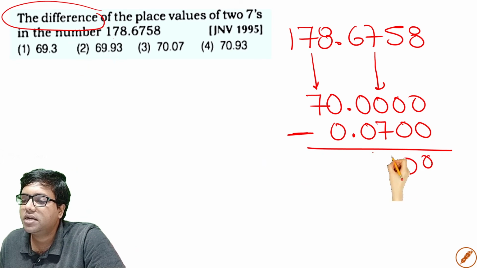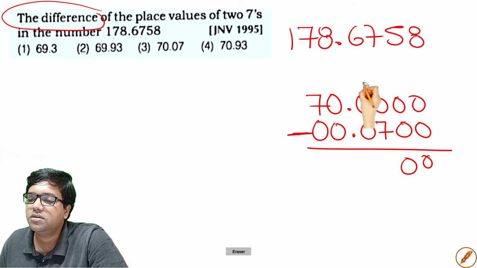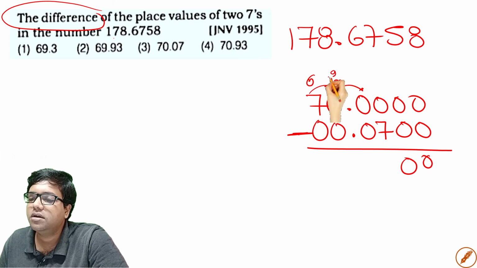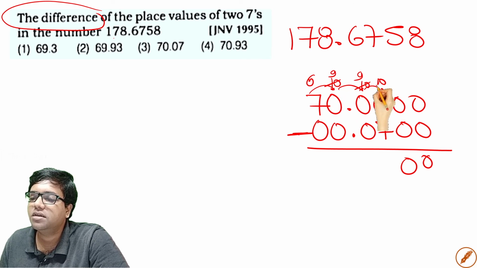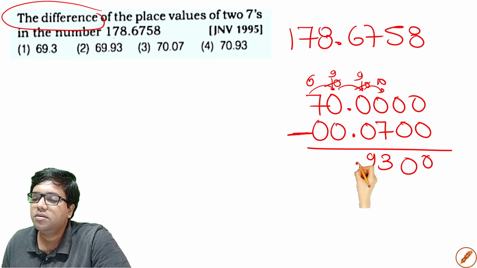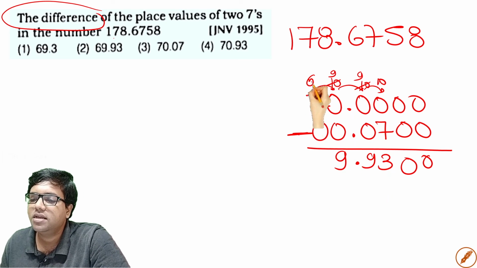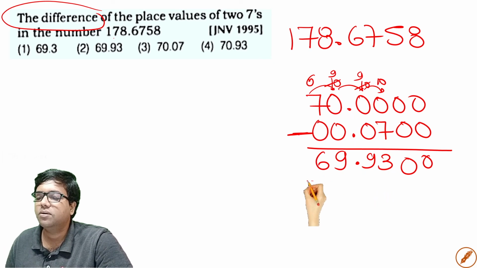The difference. So subtract it. So let's do the subtraction. 0 minus 7 can't happen. So you need to borrow from here. This becomes 6. So this becomes 10. You give 1 here again, that becomes 9. This becomes 10. You give 1 again here, this becomes 9. This becomes 10. So 10 minus 7 is 3. 9 minus 0 is 9. Point is there. 9 minus 0 is 9. 6 minus 0 is 6.